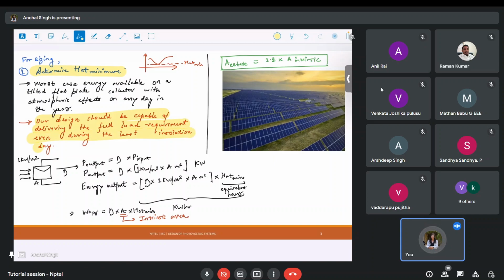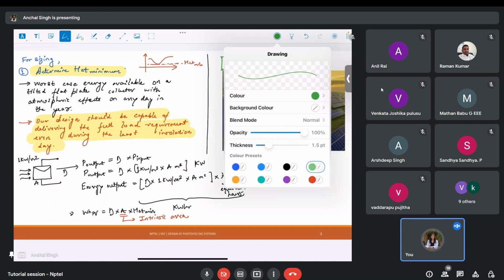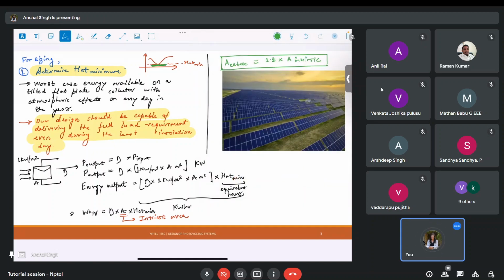If we are able to meet this least insolation day requirement in this curve here, then if I am designing for this, during the rest of the months and rest of the days, definitely my solar will be generating surplus and my system will be self-sufficient. I won't need any other kind of power supply for my home or whatever application I'm designing this for.